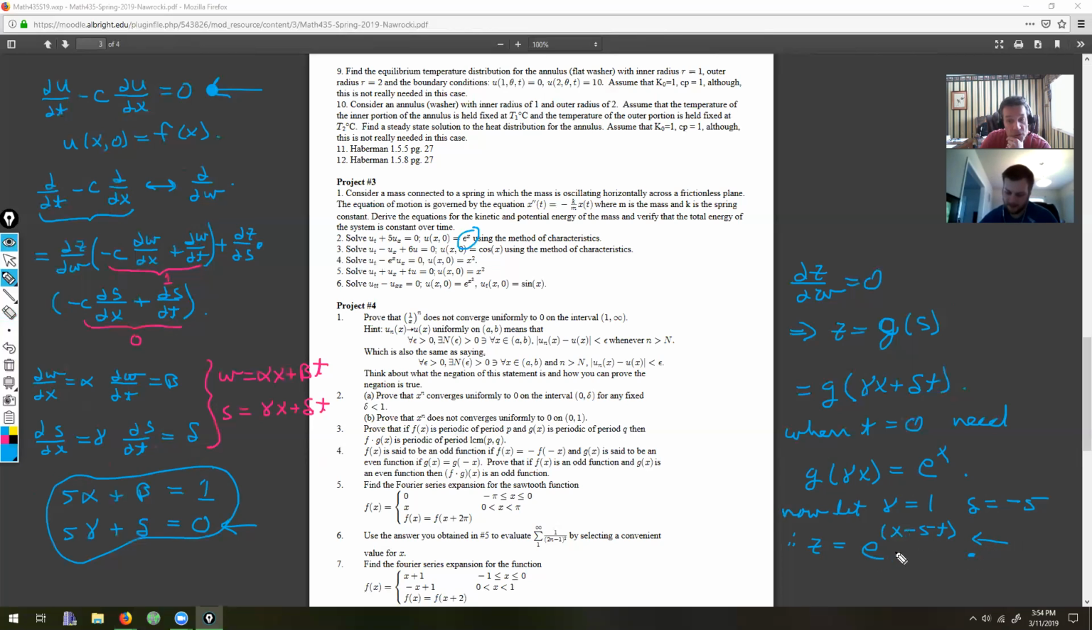So now let's just check that this is actually a solution to our original problem. Now our original problem was up here. It was what? u_t plus 5 u_x equals 0, right? Okay, let's check it out. If I differentiate this with respect to t, right?